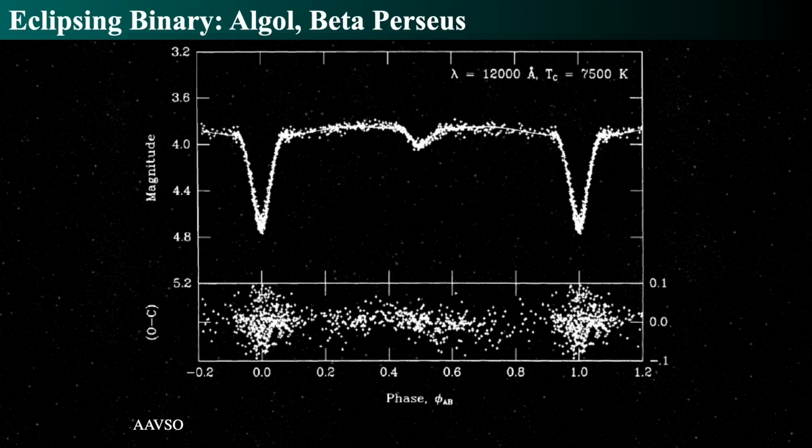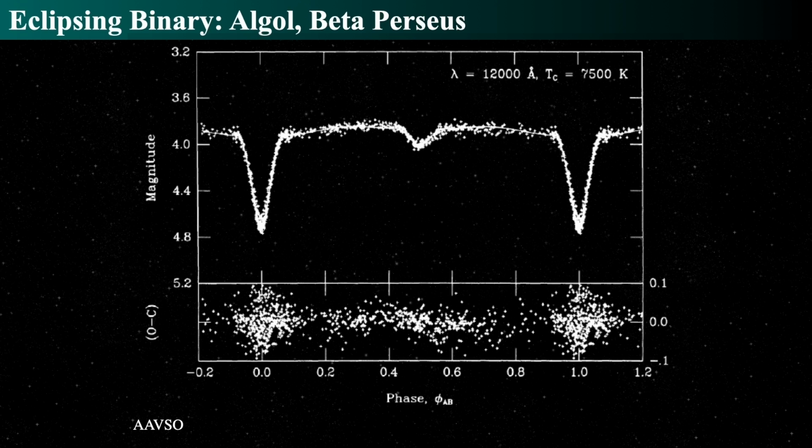That's what's neat about Algol: with just binoculars, or not even binoculars, if you know when to look and how to compare the stars, you can see it. This is one of the fundamental things, and that's why the credit goes to AAVSO, the American Association of Variable Star Observers, which is where this comes from.